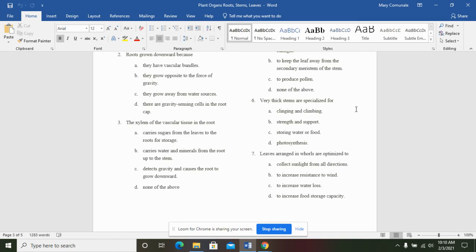Number 7, leaves arranged in whorls are optimized to collect sunlight from all directions. That way that plant is not missing anything. And now we'll hop back over to number 3, the xylem of the vascular tissue in the root. That is going to carry water and minerals from the root up to the stem.